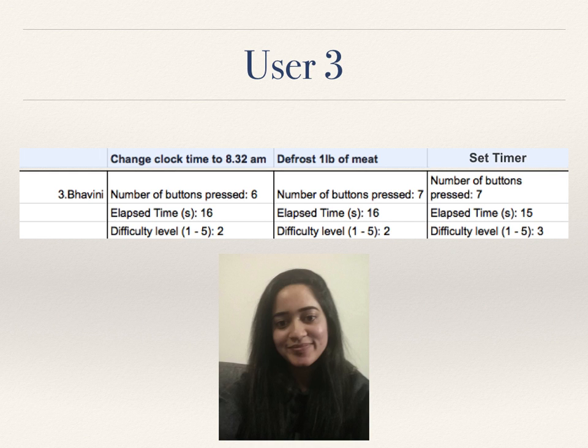Our third user had the most difficulty with setting the timer, even though the elapsed time was less than her other 2 tasks, and the number of buttons pressed was the same as a task that she rated easier. The other 2 tasks were rated at a difficulty level of 2 and had almost identical statistics for elapsed time.